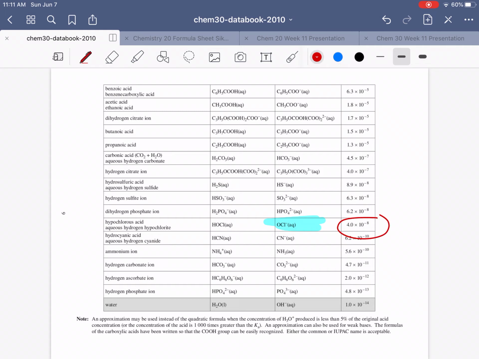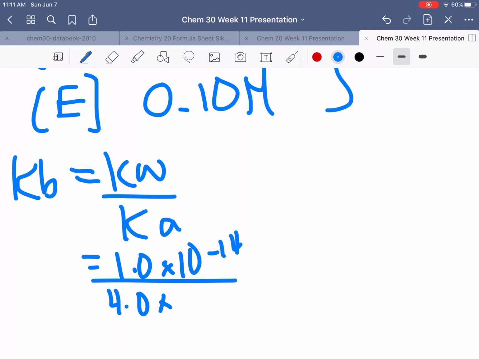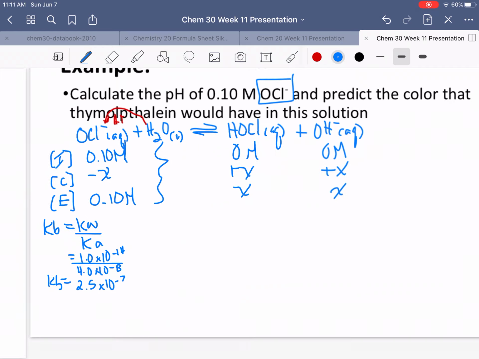Okay. Now remember, this is not Kb. No, that's the Ka associated with its conjugate acid, that 4.0. So we're going to use it and plug it in for the Ka. Kw, 1.0 times 10 to the negative 14. The Ka is 4.0 times 10 to the negative 8. Number crunch, we get Kb equal to 2.5 times 10 to the negative 7.